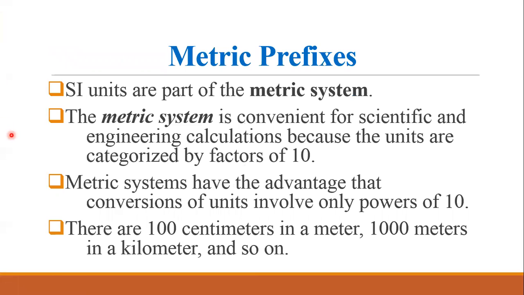Now we have the metric prefixes. These SI units are parts of the metric system. The metric system is convenient for scientific and engineering calculations because the units are categorized by factors of 10. Metric systems have the advantage that conversions of units involve only powers of 10. There are 100 centimeters in a meter, 1,000 meters in a kilometer, and so on.